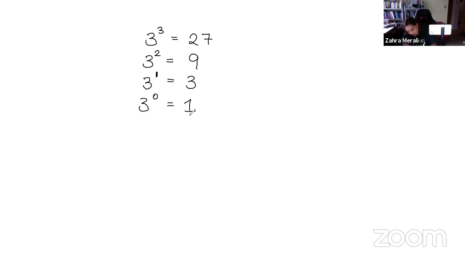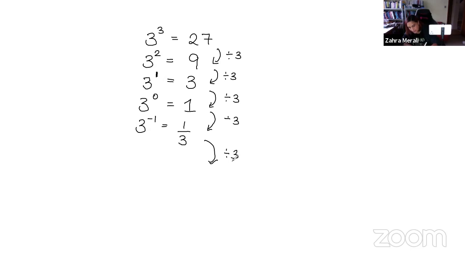Okay? Now 3 to the minus 1. So now we're going negative. Let's see what the pattern is. What have we done here? We've divided by 3. We've divided by 3 again. We've divided by 3 again. So naturally our next step would be to divide by 3. 1 divided by 3 gives you a third. Now what if I was to divide by 3 again? That means the bottom is 1 over 9. Okay, so can you see that you've got a pattern there?